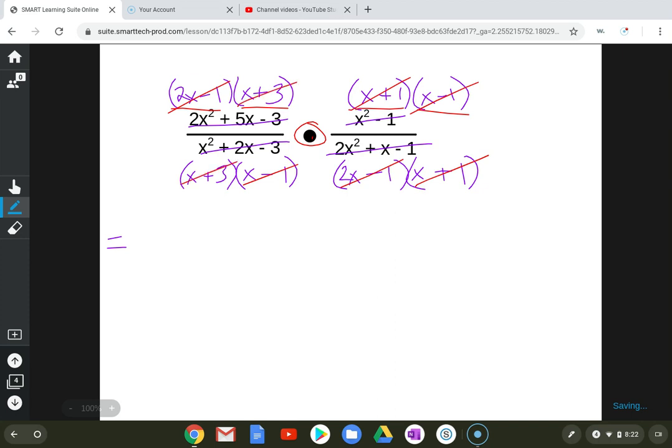What? Everything canceled. Does that mean that the answer is 0? No, the answer is 1. For example, if I have 4 over 4 and I can cancel the 4's top and bottom, it doesn't equal 0. 4 over 4 is 1. So if for some crazy reason everything cancels, then the answer is equal to 1.